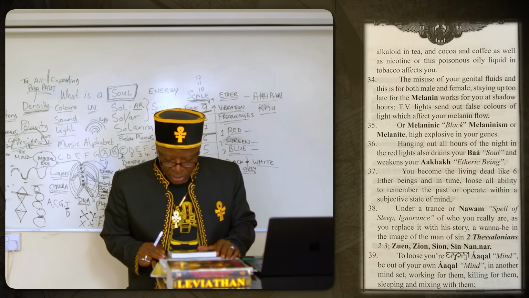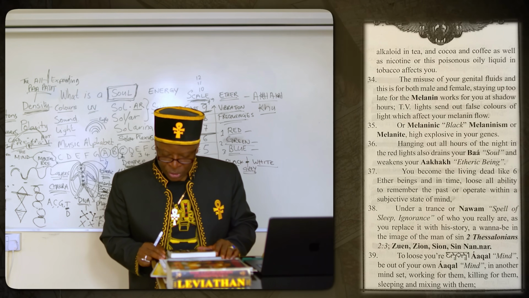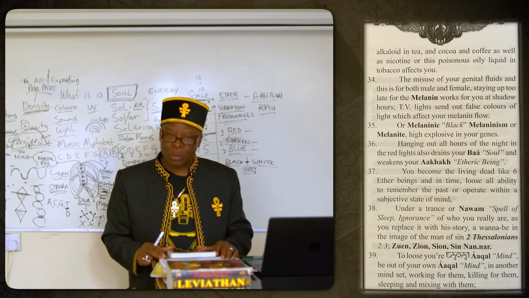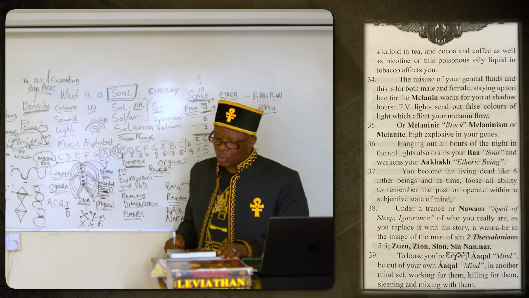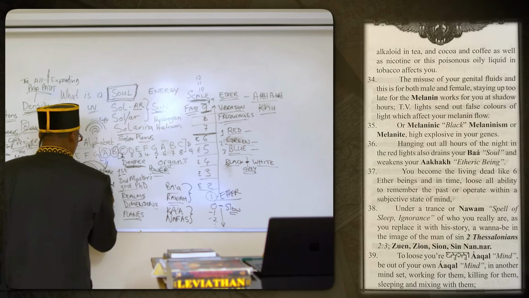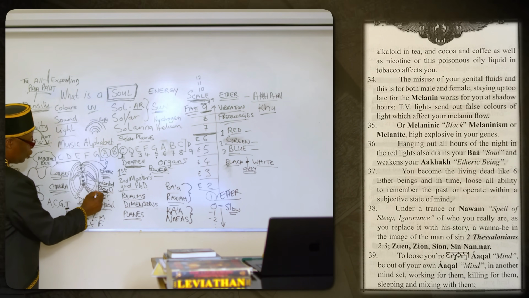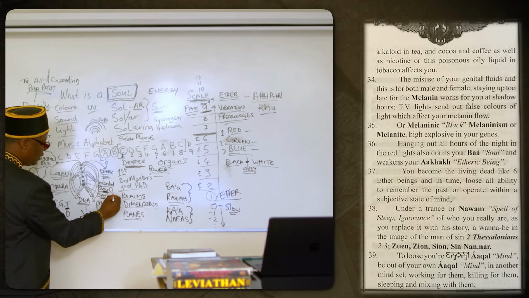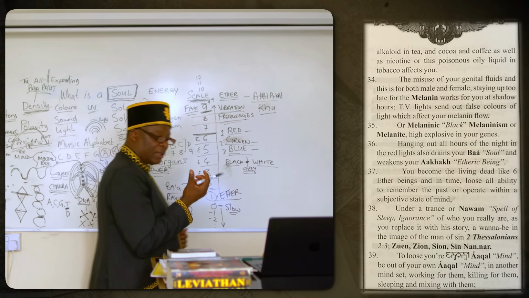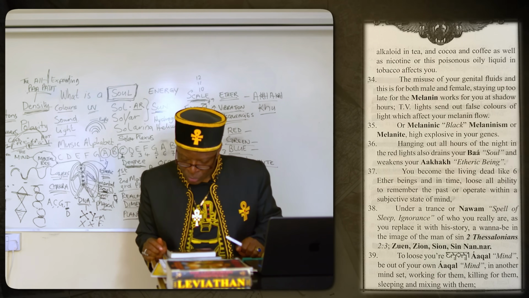35, or the melanic black melanism or melanite, high explosive in your genes. So 36, hanging out all hours of the night in the red lights also drains your ba'a, your soul, and weakens your etheric being. This is what I'm saying, like where I've used the example of your soul being like a battery that has positive and negative. If you imagine a battery, you have a plus and negative, right? The negative and positive polarity that charge that battery. If you deplete that energy completely, then you kind of lose its potency.